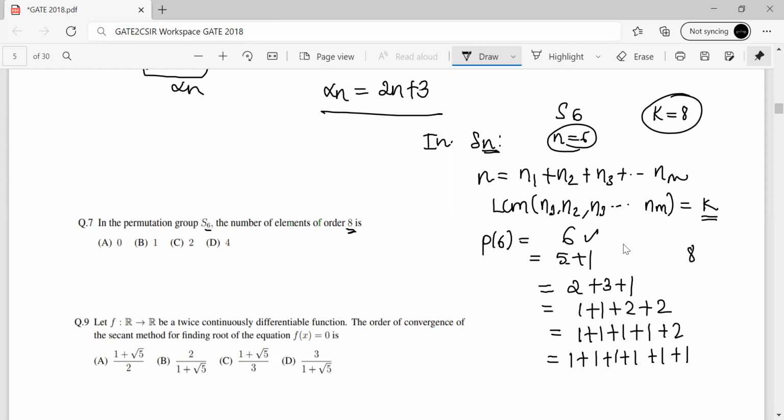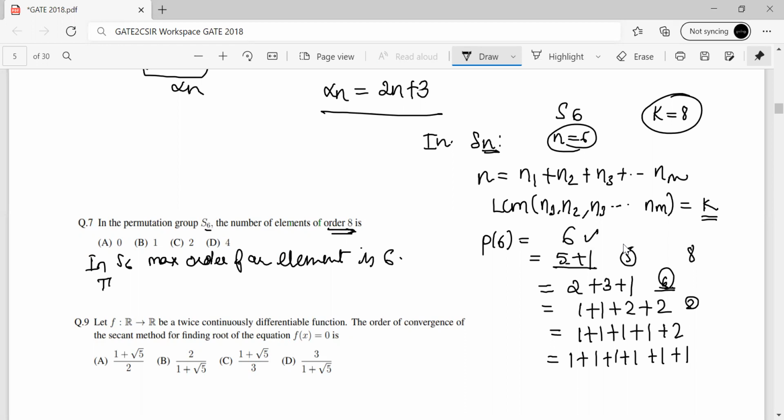Because in S6, the maximum order of an element is, just take the LCM. Here you get LCM 5, here you get LCM 6, here you get LCM 2. So the maximum order is 6. So there will be no element of order 8.